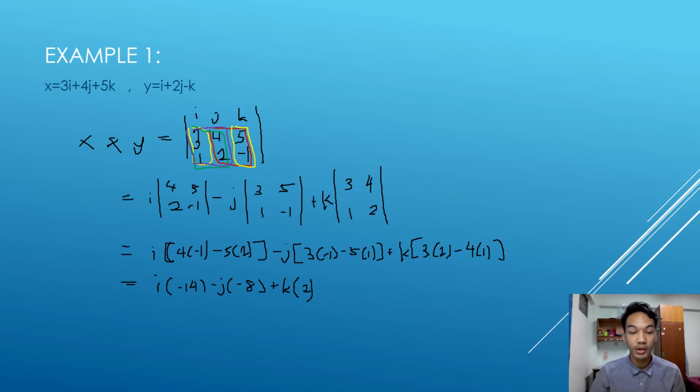We must arrange it back to its vector form by using the formula. So i multiplied by negative 14, we're going to get negative 14i. This is negative negative, and by multiplying, we're going to get positive 8j. And this is positive 2k. Okay, so that is the last answer.